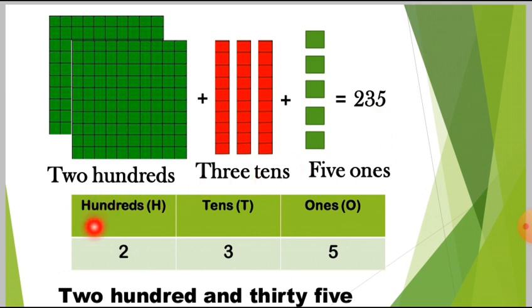Now we can arrange this number in a place value chart like this. That is, ones place number is 5, tens place number is 3 and hundreds place number is 2. And we can read this number as 235. Tell me children, what is the number name? 235. Got it?